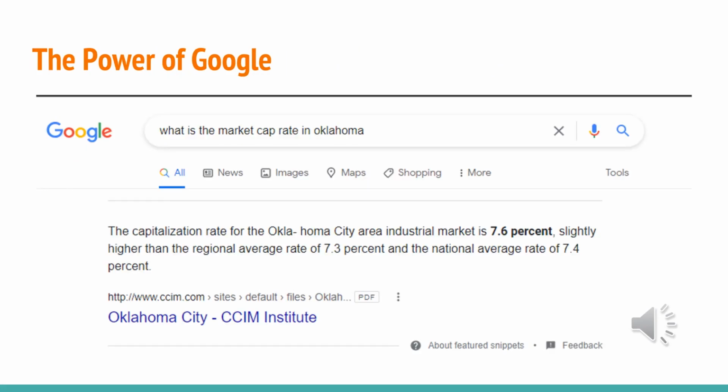So let me show you the power of Google. I literally Googled in Google Chrome, what is the market cap rate in Oklahoma? And this is the first thing that popped up. The cap rate in Oklahoma City is 7.6%, slightly higher than the regional average of 7.3%, and the national average is 7.4%. So what this tells me is that Oklahoma City is more of a cash flow market, and that's why I'm specifically investing there. But this is how easy it is to find a market cap rate. I told you it wouldn't be that hard.